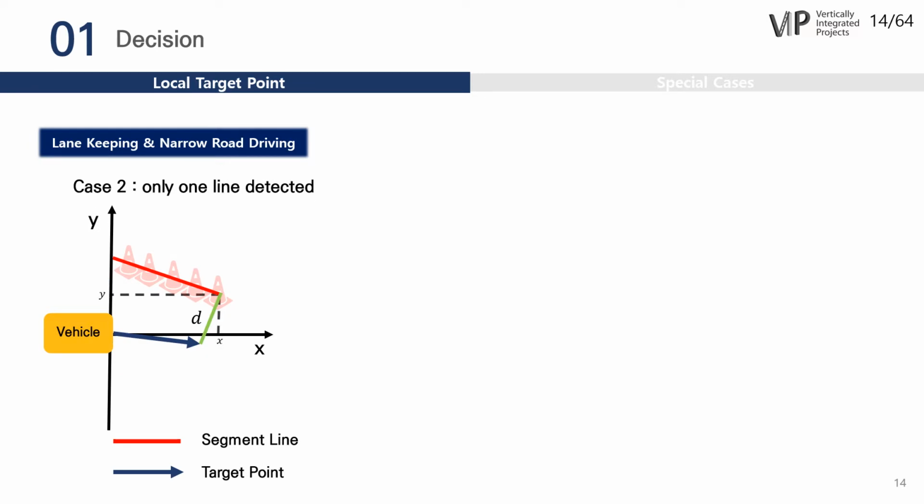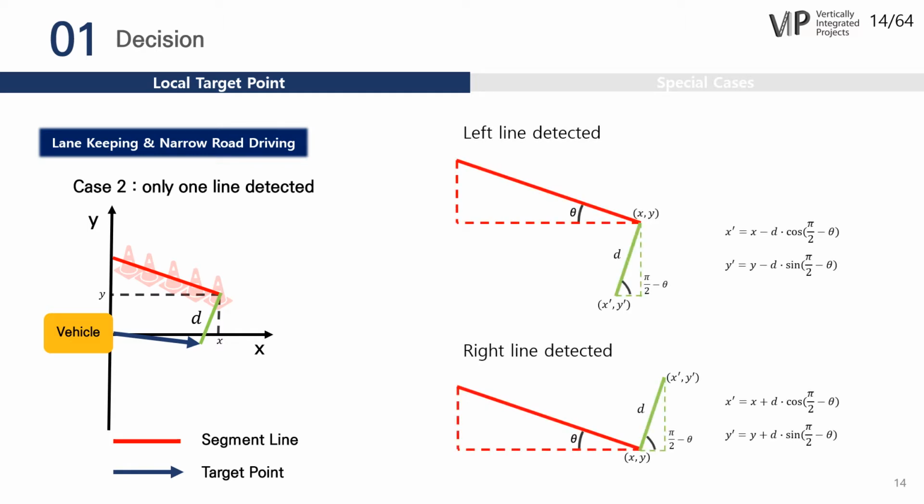When only one lane or obstacle is detected, the vehicle drives while maintaining a certain distance from that line. It is calculated using a trigonometric formula similar to the previous avoidance driving. In this case, different formulas are applied to the left and right lanes.